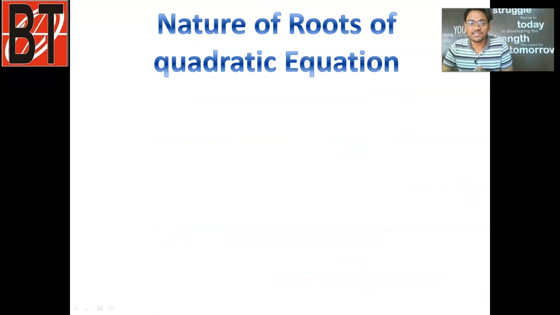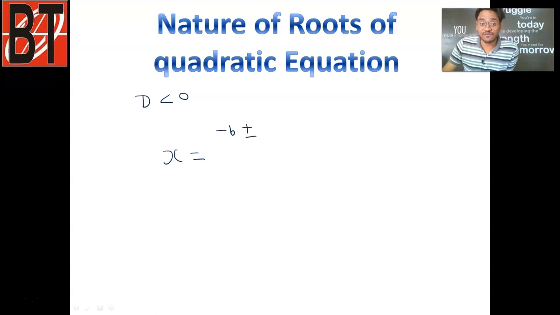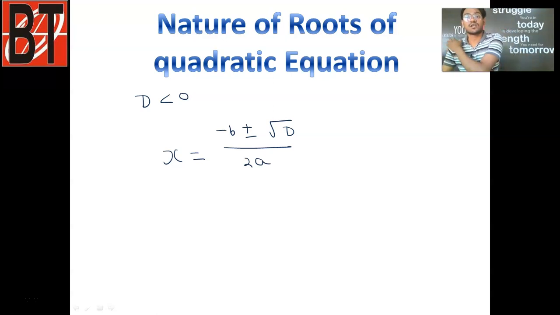In the final case, I am considering the value of D lesser than 0. Now students, just think, if D is lesser than 0, it means D is negative. When D is negative, what's going to be the condition? We know the square root of any negative number is not a real number, it is an imaginary quantity. So students, this root D will become an imaginary quantity, so we will say no real roots will be there.